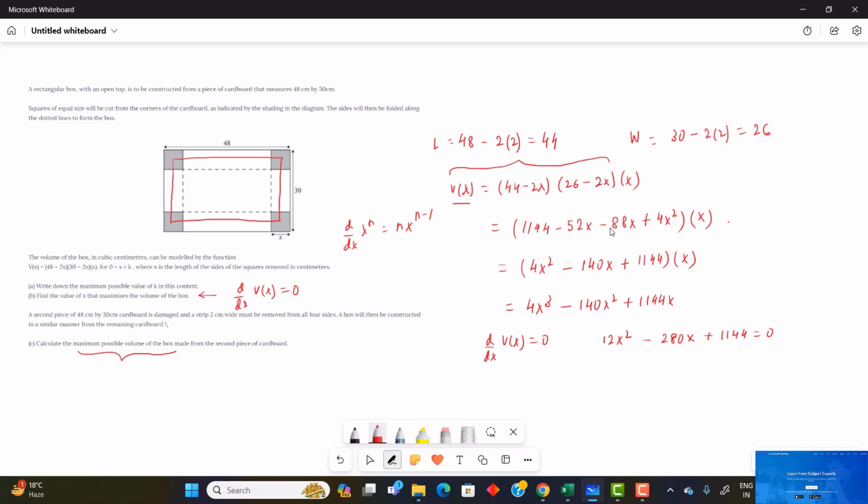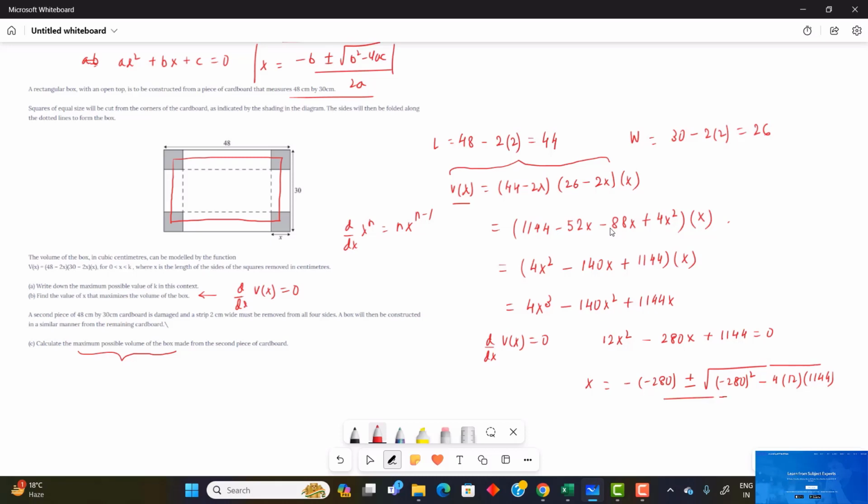The quadratic formula states if you have a quadratic equation ax square plus bx plus c is equal to 0, you will get x is equal to minus b plus minus root over of b square minus 4ac, divided by 2a. Now, if we use this formula to solve this quadratic equation, x will be equal to minus of minus 280 plus minus root over of minus 280 square minus 4 times 12 times 1144, divided by 2 times 12. You can use your calculator to find the different possible values of x.